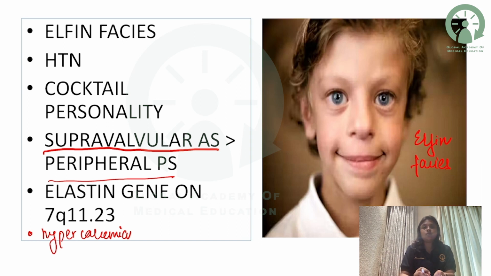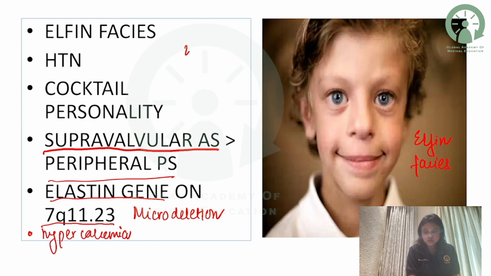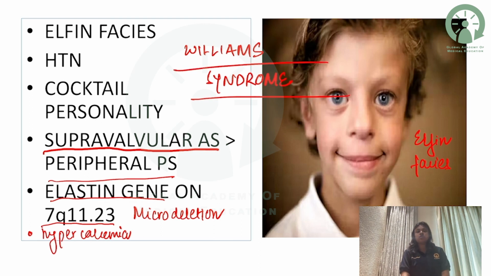So since we are doing Noonan, let me tell you what is the most common in Turner syndrome. It is bicuspid aortic valve. So here it is involvement of elastin gene, and it is chromosome 7q11.23. You can remember just chromosome 7, and remember it's also a microdeletion. So this is nothing but the Williams syndrome. Okay, so this is about the Williams syndrome.